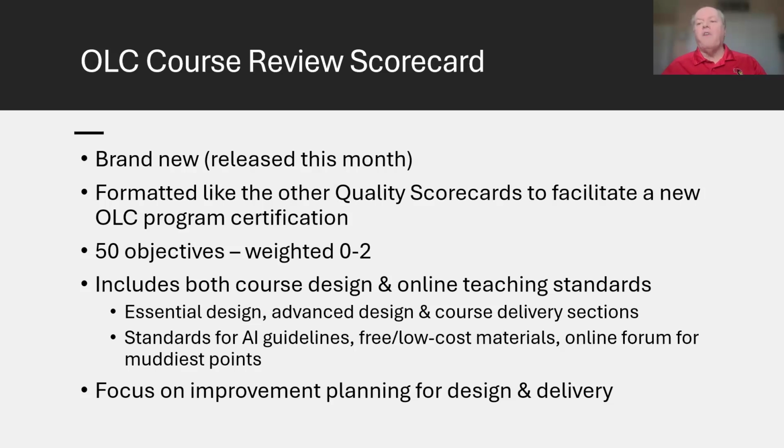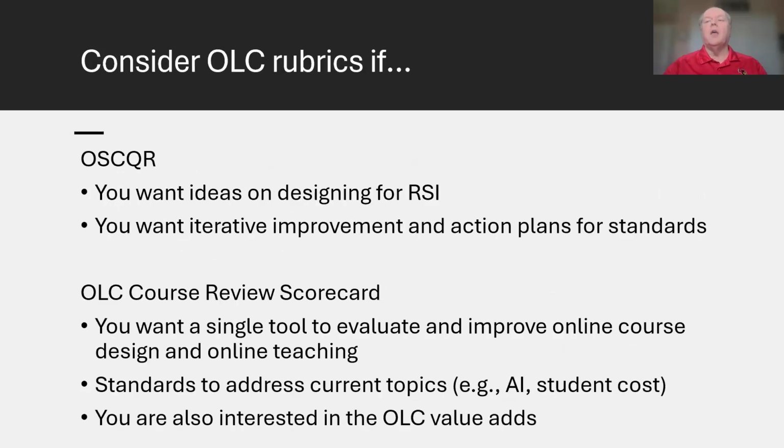Also, it focuses on improvement planning for design and delivery. How are you going to improve this? So it has sections for how you're going to improve the course design. So for these rubrics, consider the SUNY OSCAR if you want ideas on how to design for regular and substantive interaction. It's the best rubric of the 5 for that. Also, if you want a rubric that provides for iterative improvement and action plans for each of the standards, then the SUNY OSCAR is good.